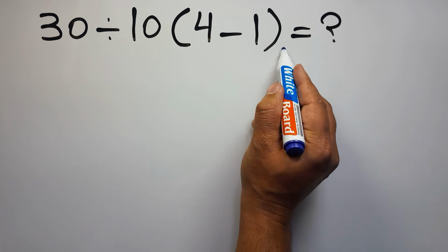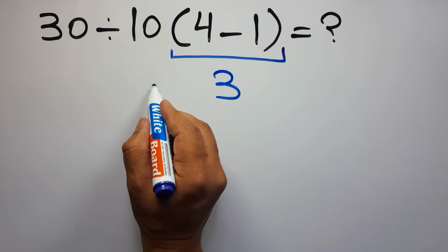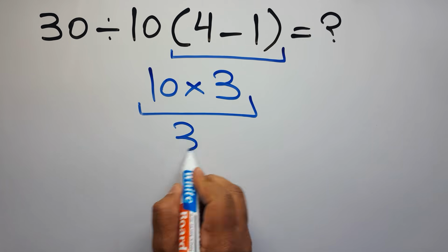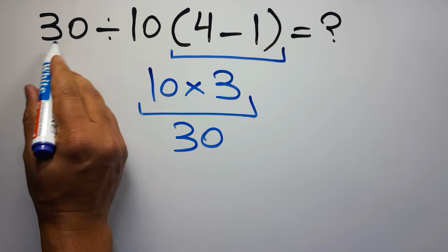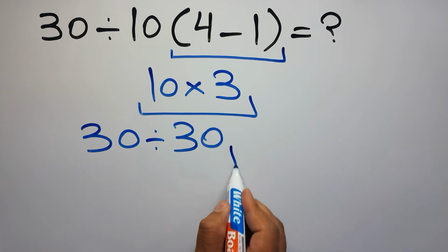4 minus 1 equals 3. And 10 times 3 equals 30. So 30 divided by 30 is just 1.